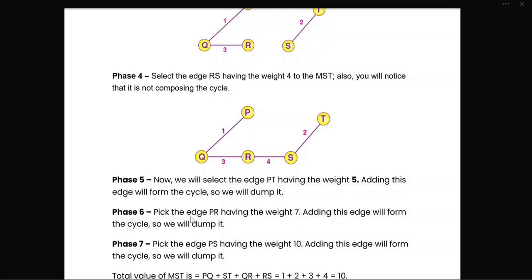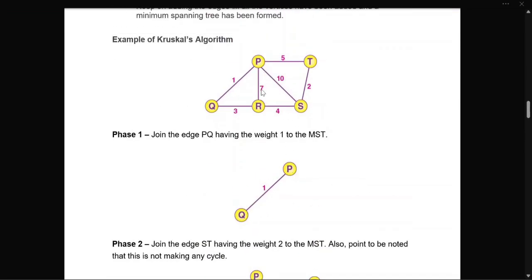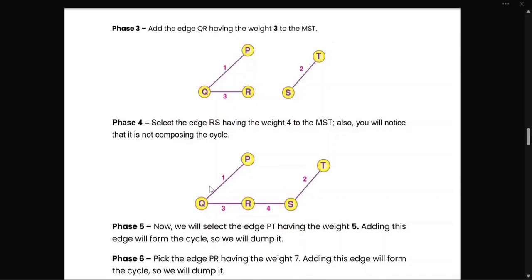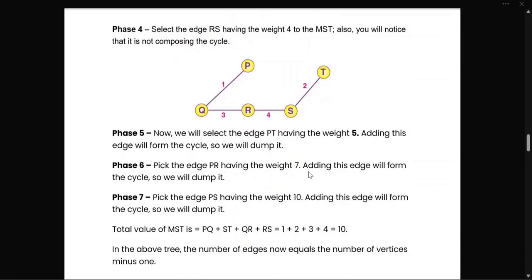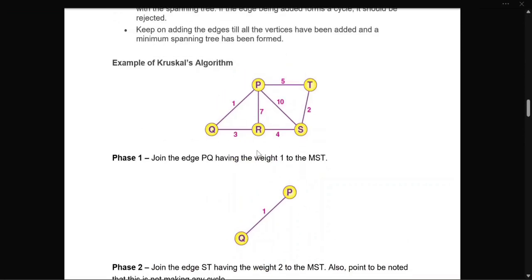Phase 6. Pick the edge PR having the weight 7. Adding this edge will form a cycle, so we will also dump it. Phase 7. Pick the edge PS having the weight 10. So here we will see this PS, having the weight 10.